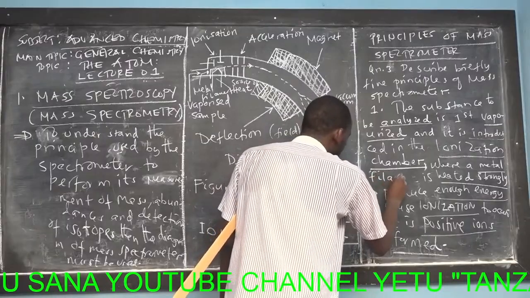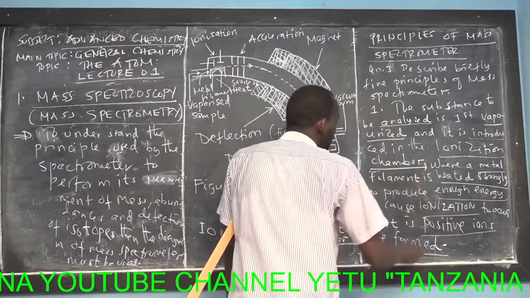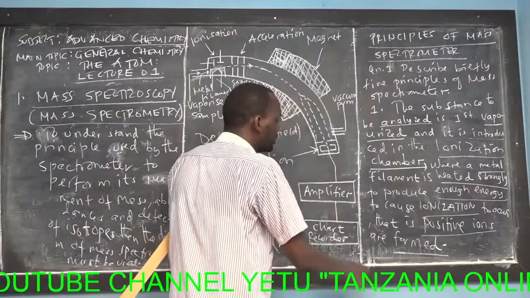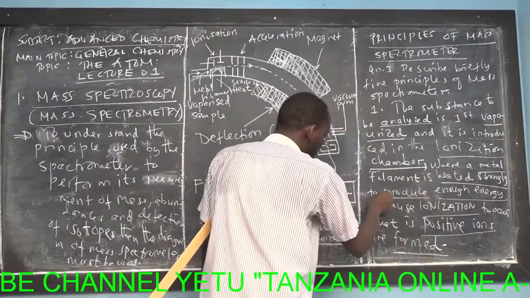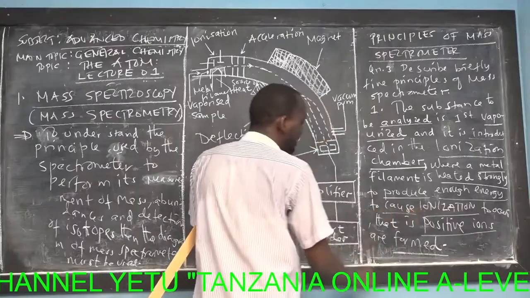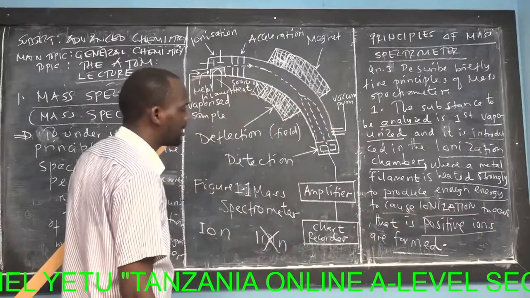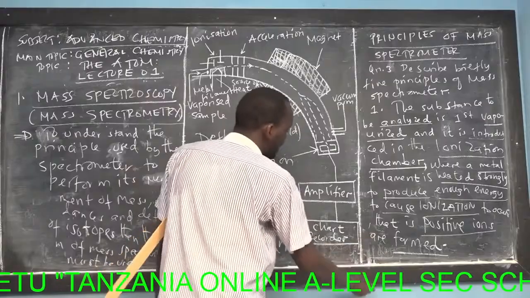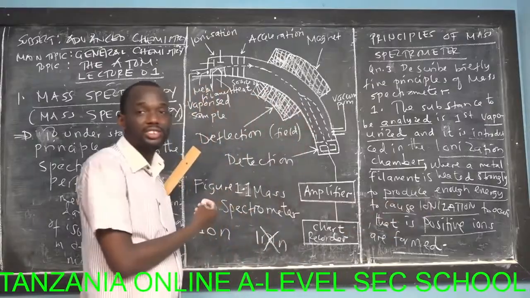A metal filament is heated strongly to produce enough energy to cause ionization to occur, that is, positive ions are formed. So we use it to form positive ions.